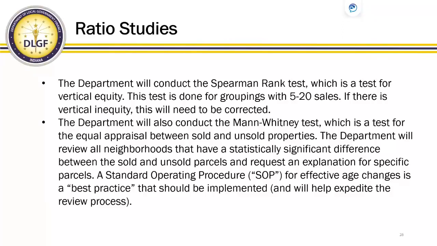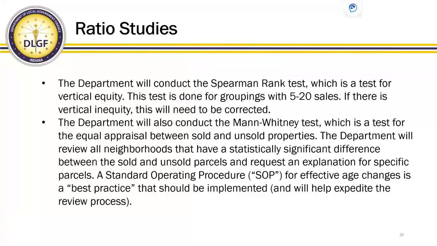It's doing the same thing, but it's just better equipped for finding vertical inequity for smaller samples, for groupings with 5 to 20 sales. If there is vertical inequity, then it's going to need to be corrected. We'll reach out to you and ask you to correct that. We will also conduct the Mann-Whitney test. This is a test for equal appraisal between sold and unsold properties.